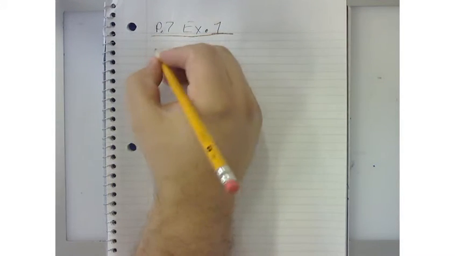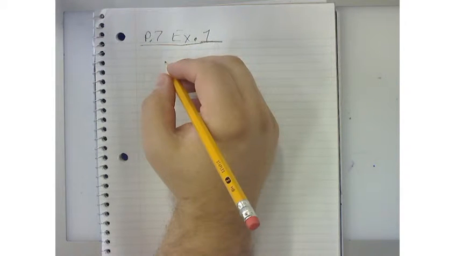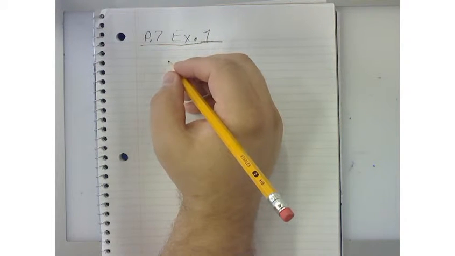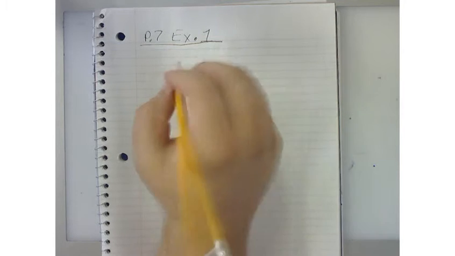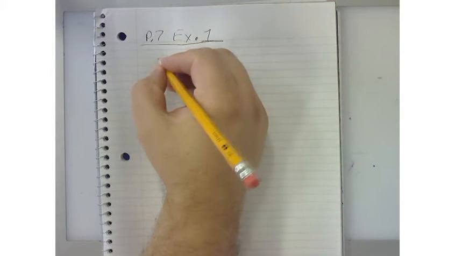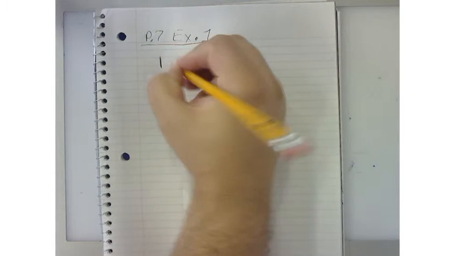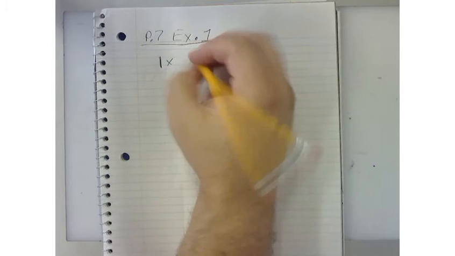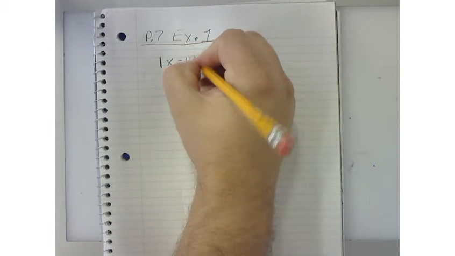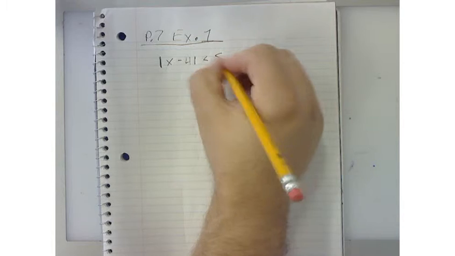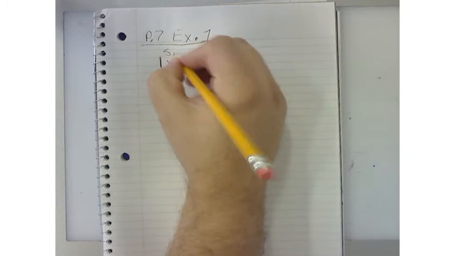All right, so we're just gonna solve a bunch of inequalities. The first inequality that they're going to give us is: solve the absolute value of x minus 4 is less than 8. And so we're asked to solve this.